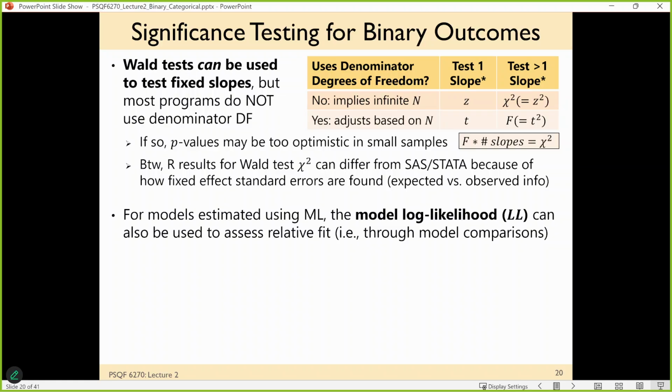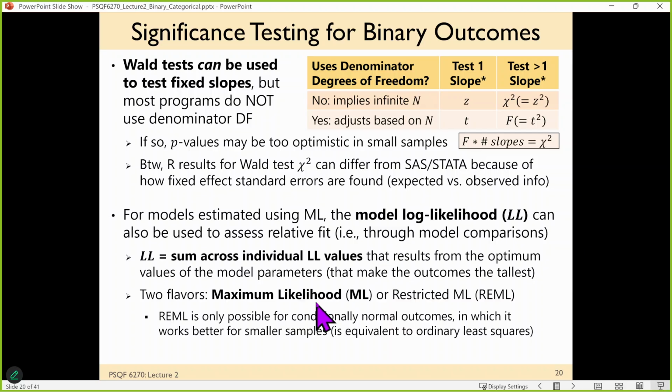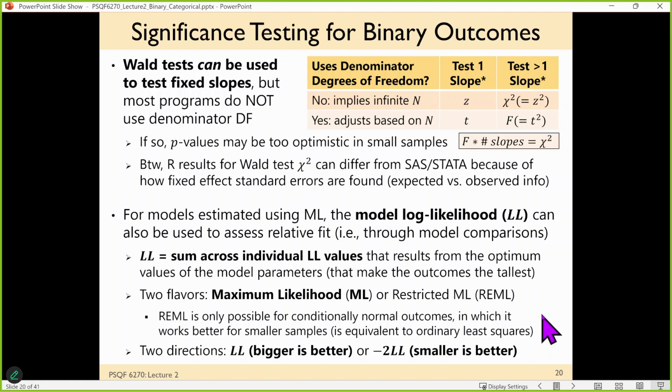So remember log likelihood, that idea? How tall does the model make your data? Given the distribution that we're working with, calculate the likelihood, take the log of it, sum across people as independent. The sum of that is log likelihood, a number that says how tall your data are collectively under this model. So we're going to collect these for alternative models and compare them. So we have maximum likelihood in this class. There's another variant of it that shows up in coursework and mixed models, but you won't see that this semester.